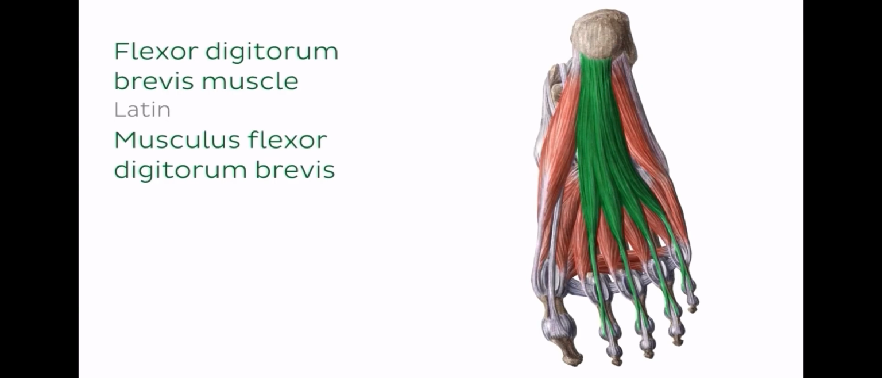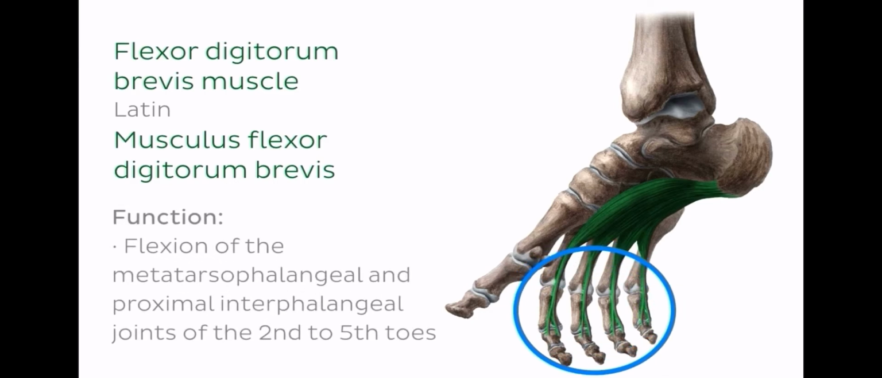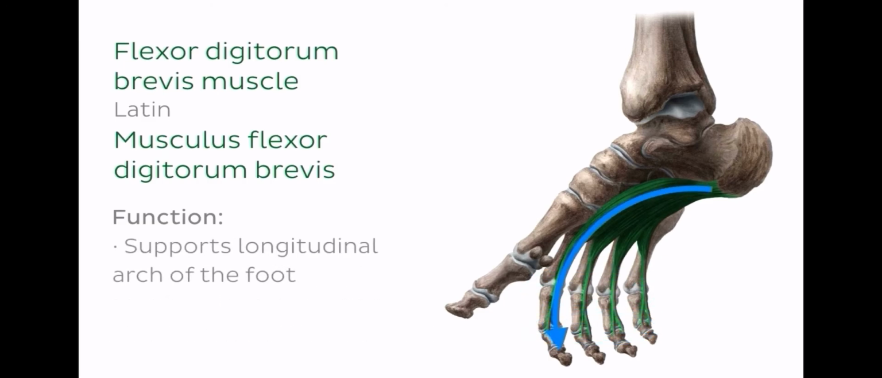And if you know any Latin, we know that digitorum is plural, so we're talking about many digits. And you can see in the image that this muscle has a relationship with the second to fifth toes. And again, looking at our posteromedial image, we can see that the flexor digitorum brevis muscle is involved with the flexion of the metatarsophalangeal and proximal interphalangeal joints of the second to fifth toes. Of course, our metatarsophalangeal joints are in this blue oval, and our proximal interphalangeal joints are in this blue oval. Flexor digitorum brevis muscle also supports the longitudinal arch of the foot, as you can see with the blue line.